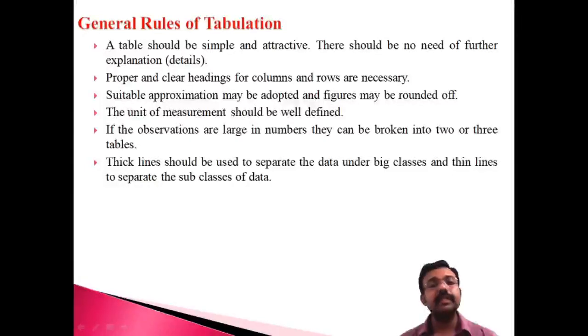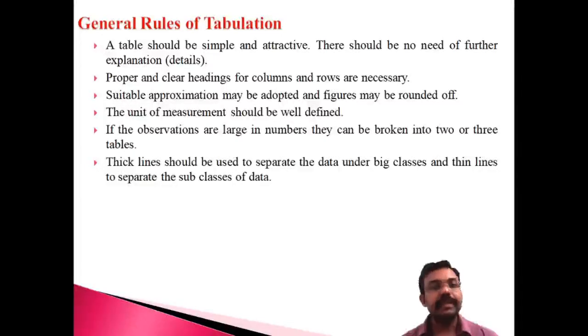Another one is that if the observations are large in number, they can be broken into two or three tables. Suppose your table is too long, it can be broken into two or three tables. So observations of a large number can be broken into two or three parts. That's one of the important rules. Lengthy tables can be reduced and subdivided into two parts. The last one is that a thick line should be used to separate the data and the big classes. Thick line is a very important element.